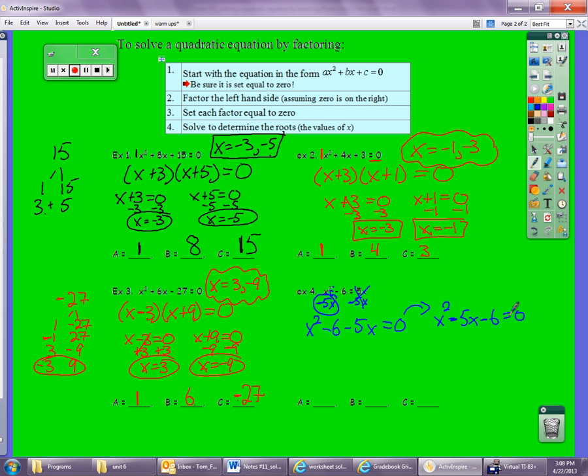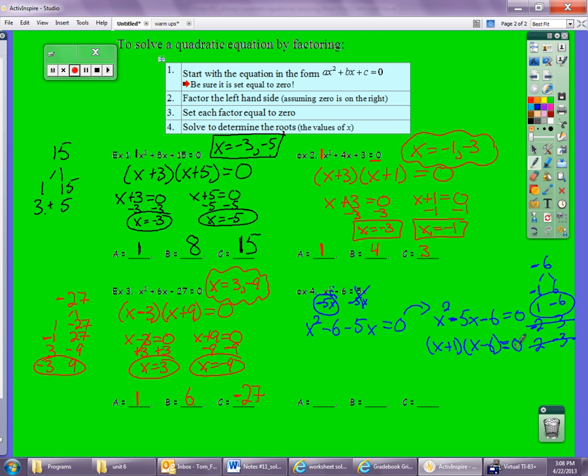Now we're looking for factors of negative 6 that give us negative 5. And now we can fill in a, b, and c also. Our factors of negative 6, we have negative 1 and 6, 1 and negative 6, negative 2 and 3, 2 and negative 3. The ones that are going to give us negative 5, it's not the 2's and the 3's because one's positive and one's negative. It's going to be 1 and negative 6. So we have x plus 1, x minus 6 equals 0.